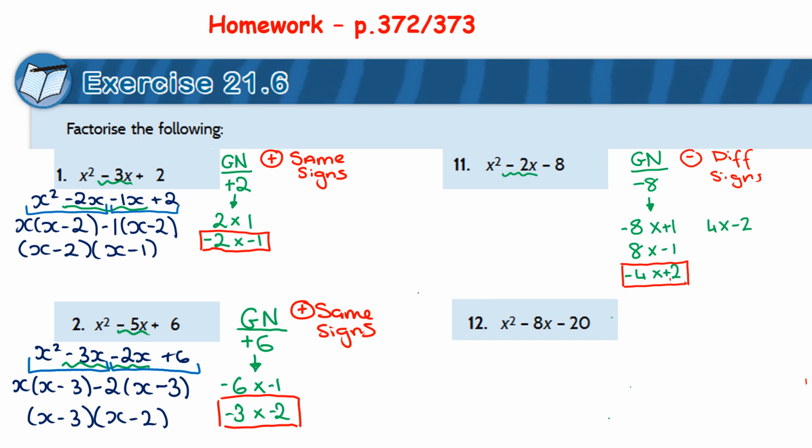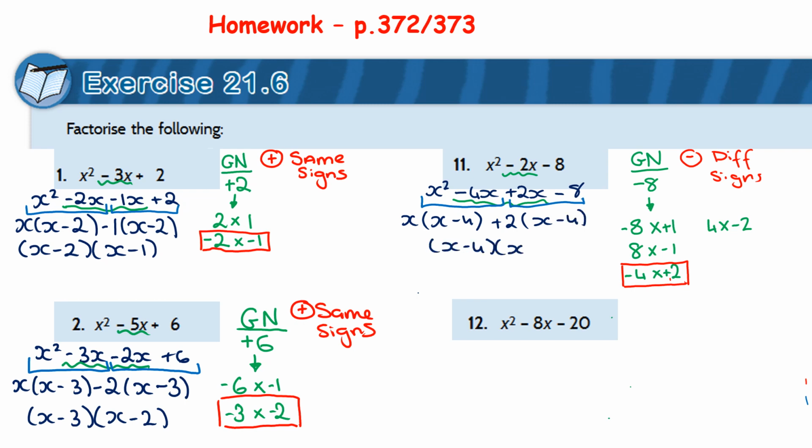So we're going to rewrite this as x squared minus 4x plus 2x minus 8. And this is where the checking becomes really important to make sure you put the signs in correct. Is minus 4x plus 2x the same as minus 2x? And it is. So now we can do our grouping. We get x is common, x minus 4, plus 2 is common, x minus 4. Brackets are the same, so x minus 4 is a common bracket, and we get x plus 2.